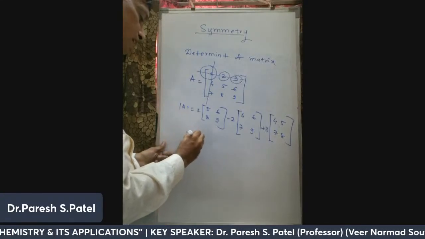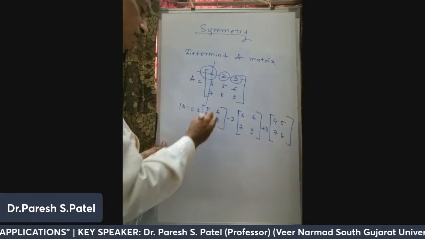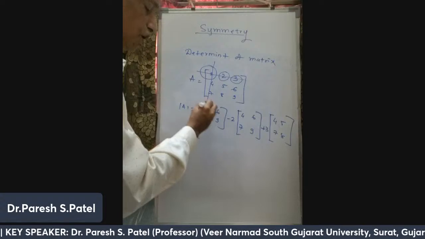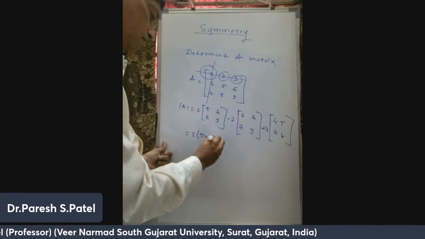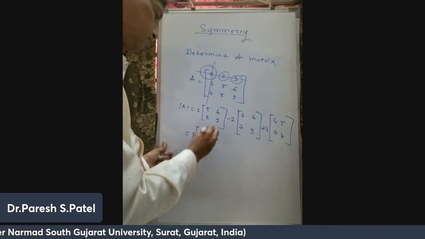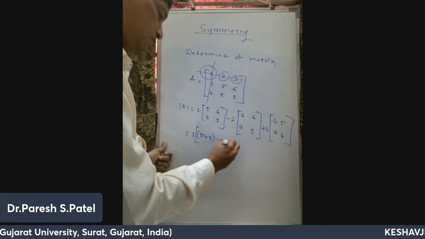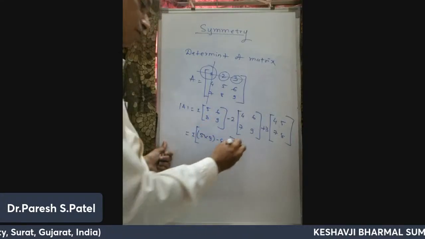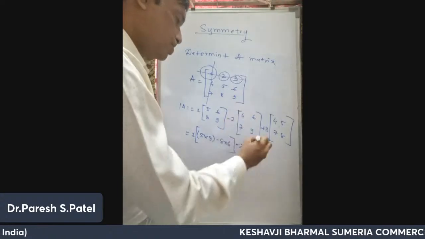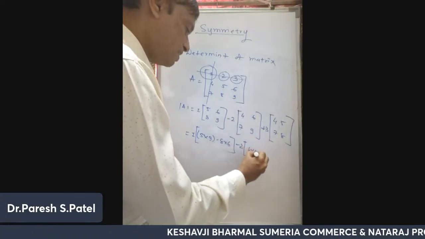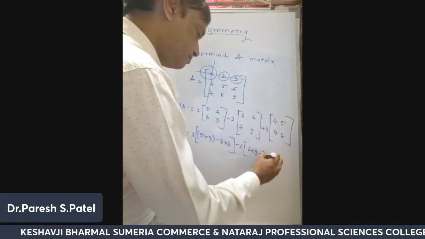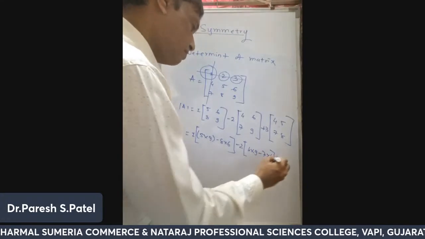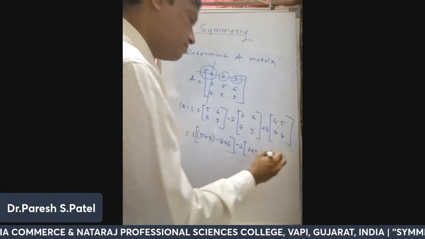So we can conclude that the combination of diagonal elements 5 by 9 minus 8 by 6, minus 2. Combination of diagonal elements 4 by 9 minus 7 by 6, plus 3.